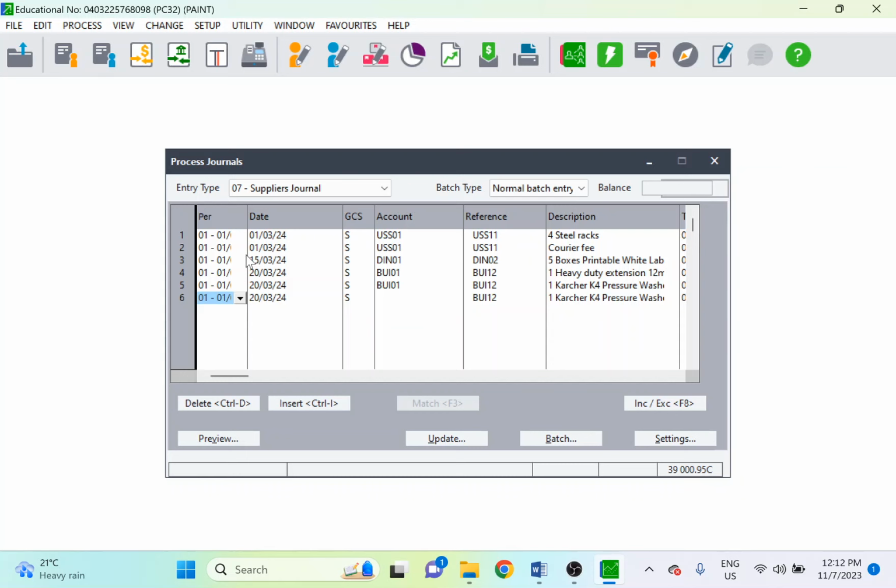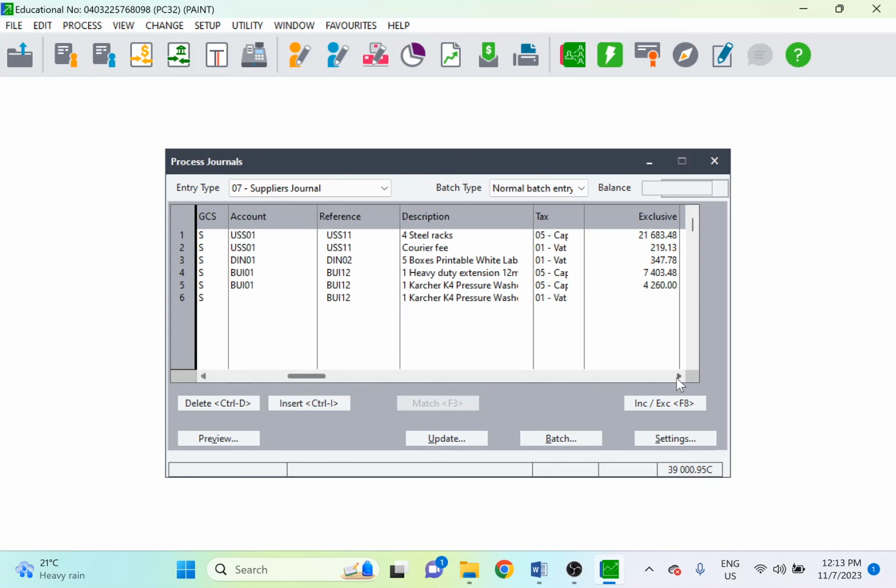Total for this is 18 marks. Just for processing all this under supply journal, we're getting 1 mark. And then for using period number 1 with correct dates, you were getting 1 mark. 1 mark for reference for universal. Both transactions you get 1 mark. 1 mark for DINGA DIN02. 1 mark for build it reference BUI12. Both transactions. First one and second one, 1 mark.